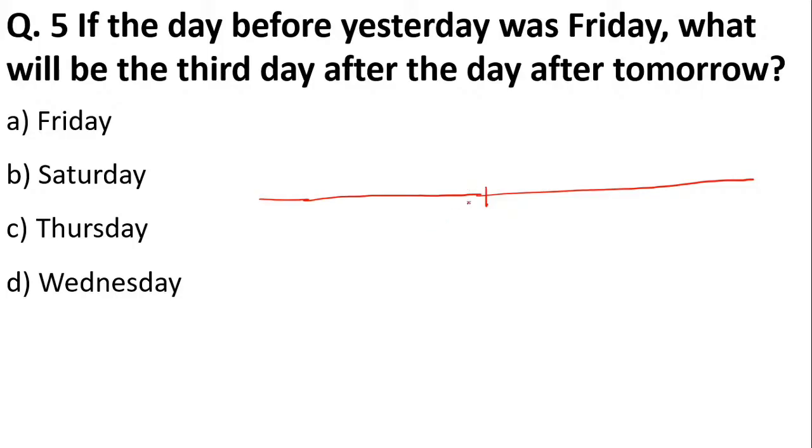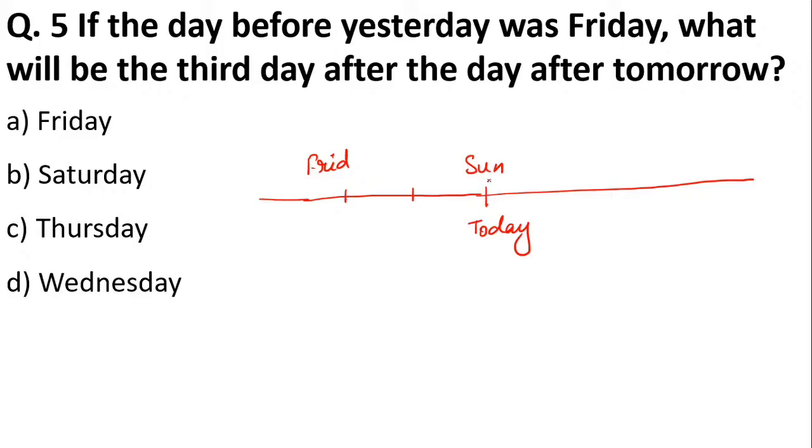Okay, don't worry. Day before yesterday was Friday. So today, this is today. This is the mark for today, and what it is, we don't know. We have to find out. The day before yesterday. So this is yesterday, and the day before it, what it was, students? It was Friday. Friday, Saturday, Sunday. So today is Sunday. So see, beautiful question. Today is Sunday only.